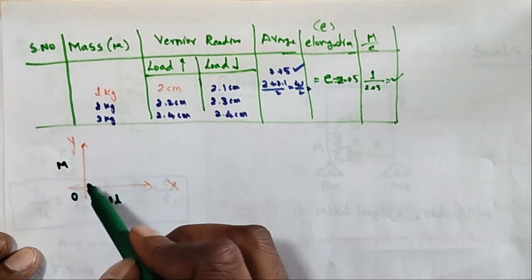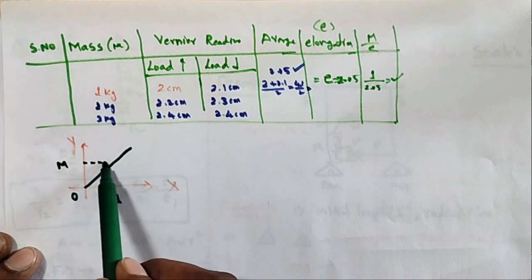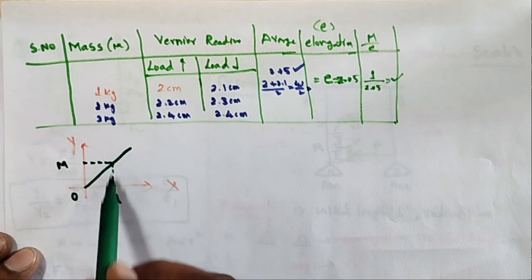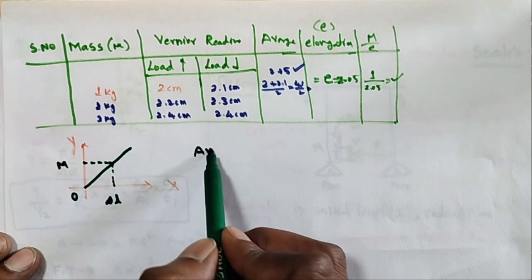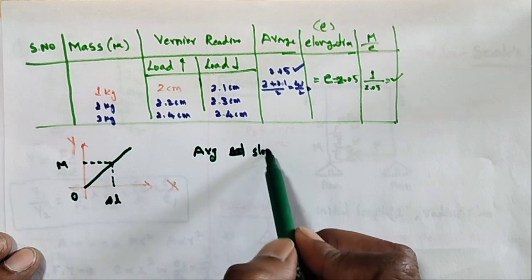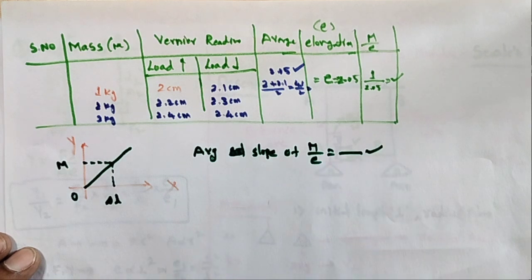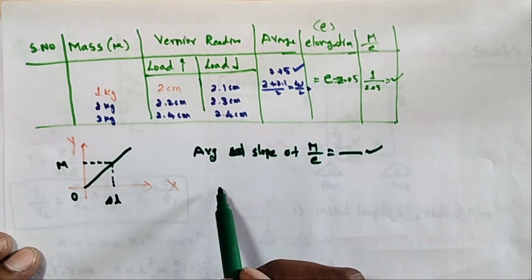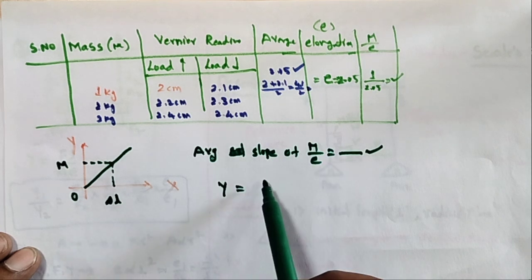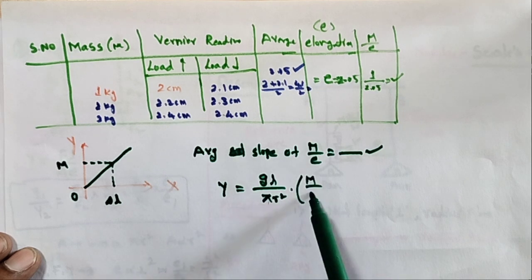So this is the center, and a graph will be shown. Okay, the linear graph. Here we draw one point on the x-axis and y-axis. This is the slope, the average slope. The average value of the slope m by e is taken. So what is the Young modulus formula? m by e is calculated using this formula, g L by pi r square into m by e.